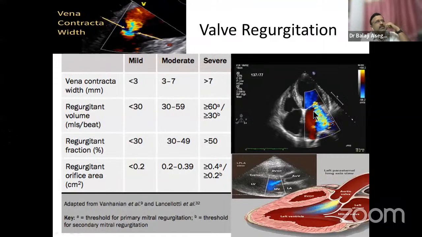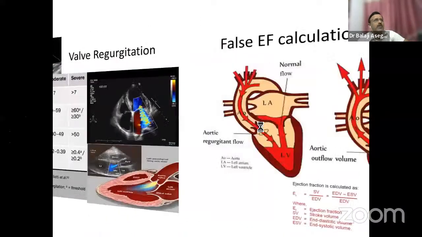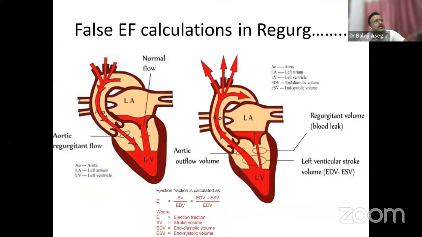So rather than just looking at the conclusion, whether it is severe, moderate, or mild, if you try to analyze these things, it is always better in estimating the risk as well as managing the patient during the perioperative period. Now, one particular thing I wanted to mention is the false EF calculation in a regurgitant patient.